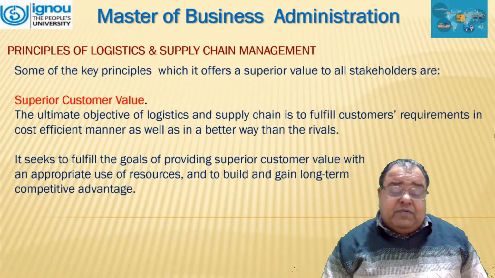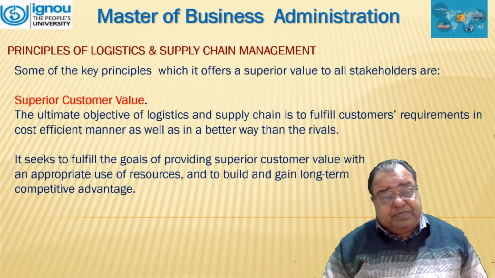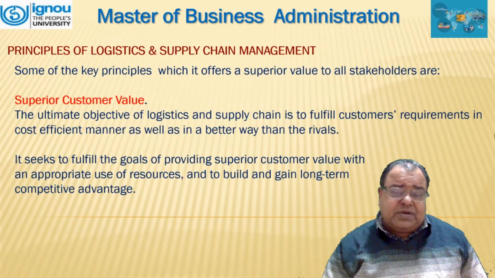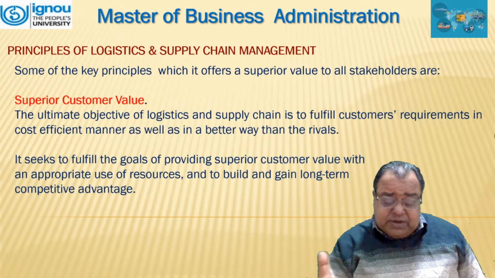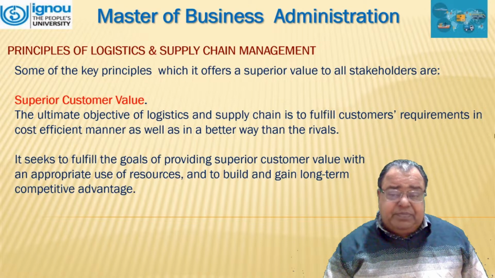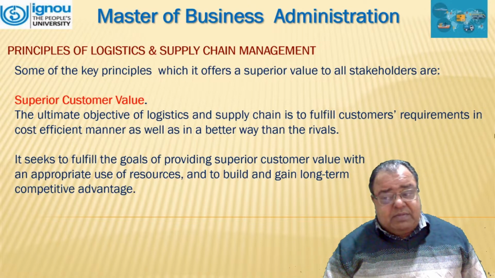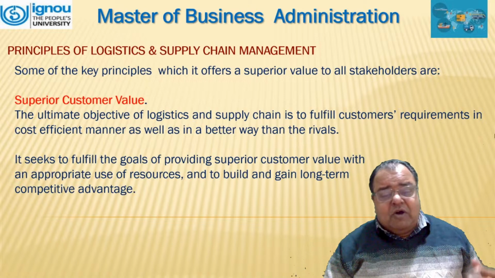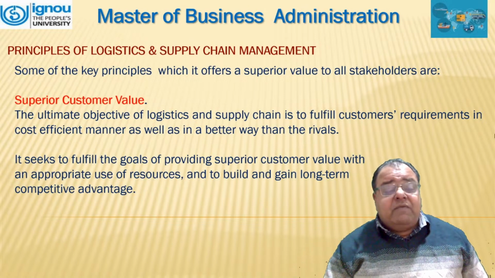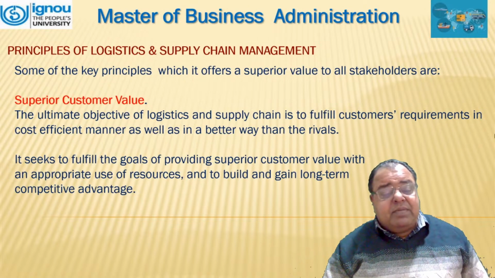What are the principles of logistics and supply chain management? Some of the key principles which offer a superior value to the stakeholders are superior customer value. The ultimate objective of logistics and supply chain is to fulfill customers' requirement in most efficient manner as well as in a better way than the rivals. It seeks to fulfill the goals of providing superior customer value with an appropriate use of resources and to build and gain long-term competitive advantage.